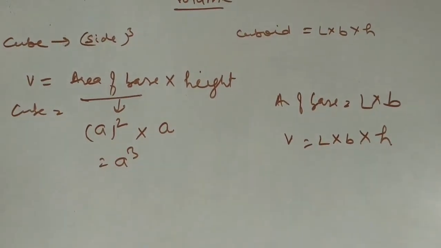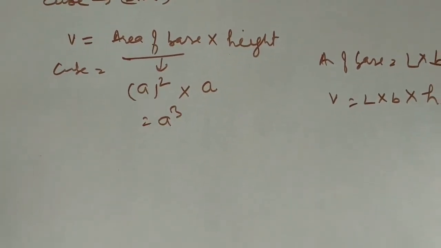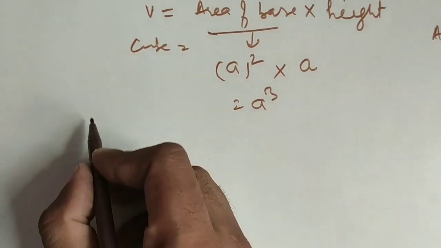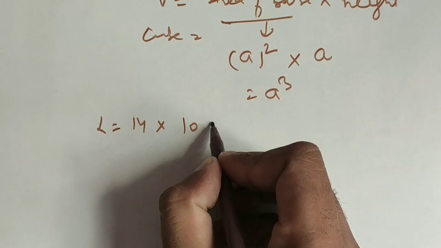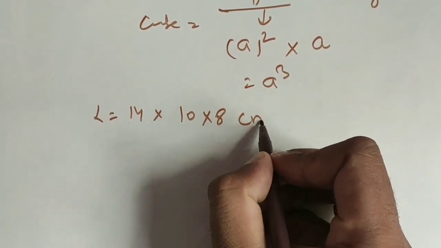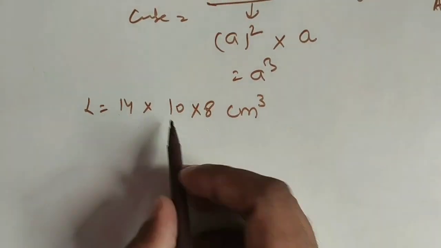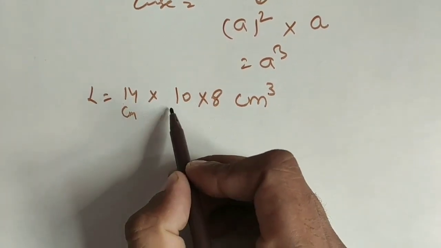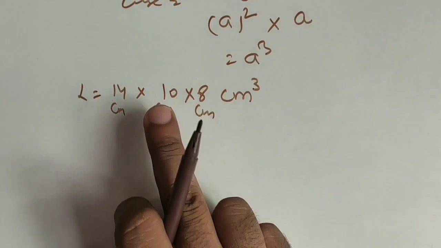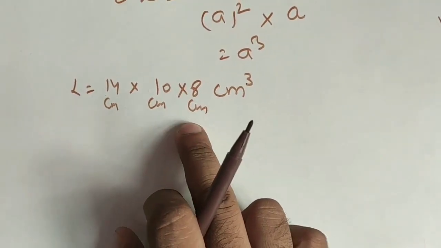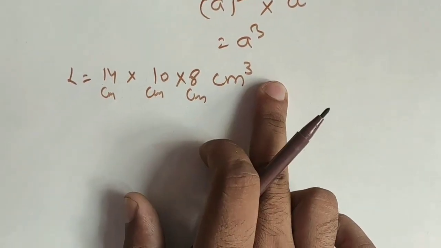Okay. So now first example we will find the volume of cuboid, measuring length is 14, breadth is 10 and height is 8. This much centimeter cube. Why cube? Because there is a centimeter with this, centimeter with this, centimeter with this. So how many centimeters? 3 times. So centimeter into centimeter into centimeter will be centimeter cube.